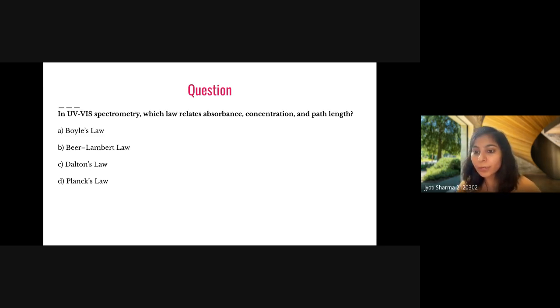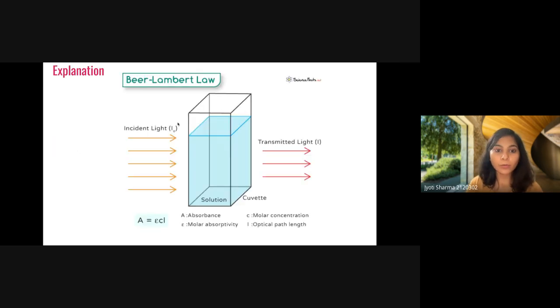Venkateshwara gave me B. Priscilla also gave me B answer. Okay, so yes, this is the Beer-Lambert law, which relates the absorbance, concentration, and path length. Let me show you how.